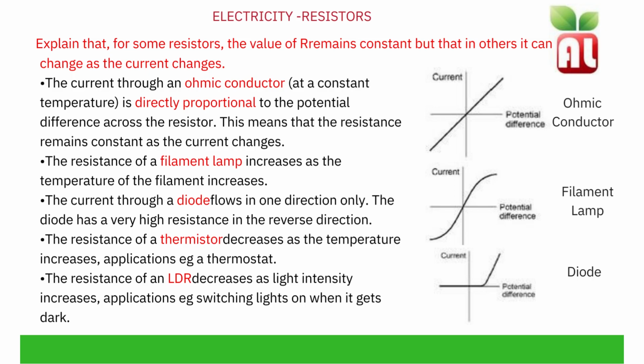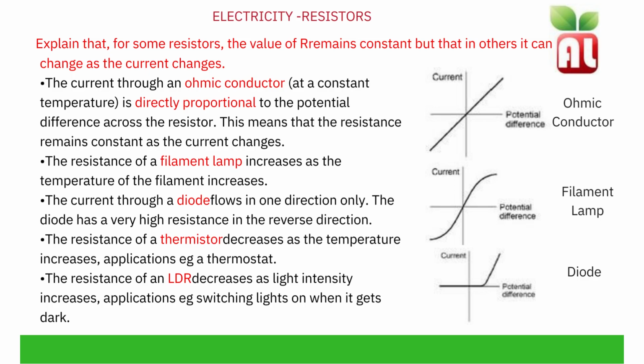The resistance of a filament lamp increases as the temperature of the filament lamp increases. This is given by a curved graph. The current through a diode flows in one direction only. The diode has a very high resistance in the reverse direction. Therefore, for negative potential differences, there will be no current flow. There will be a straight line graph for positive potential differences.